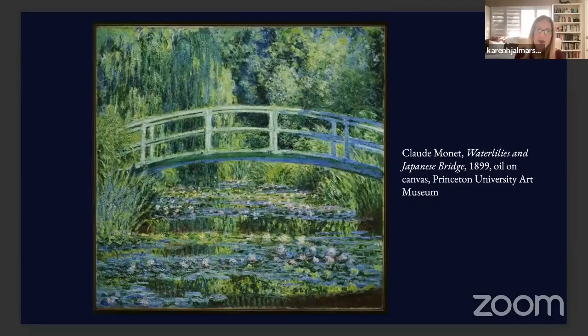And the Japanese bridge represents his interest not only in studying nature and light. He did that with haystacks and bridges and churches, but he also did this with the water lilies and this Japanese bridge. So because he was very interested in Japanese woodblock prints.